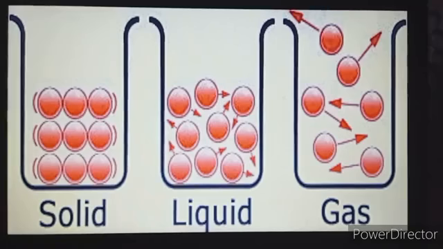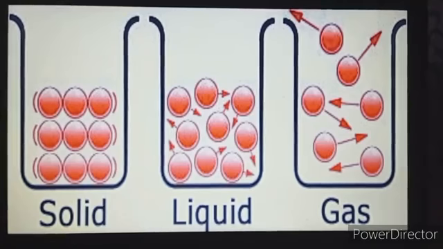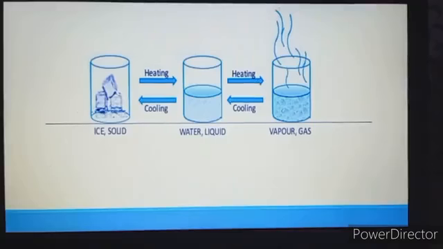Then another property of liquid is that it can flow. Why can it flow? The reason is the intermolecular force of the liquids is weak. It's weaker than solids. So therefore, the molecules can slip over one another, and this is the reason the liquids can flow.